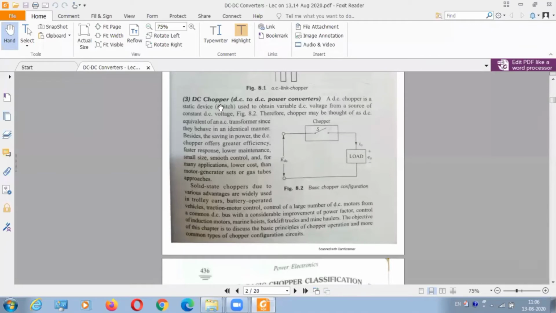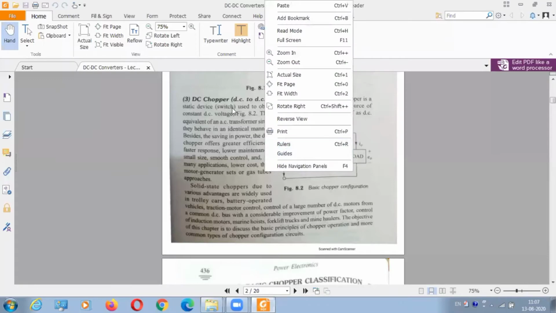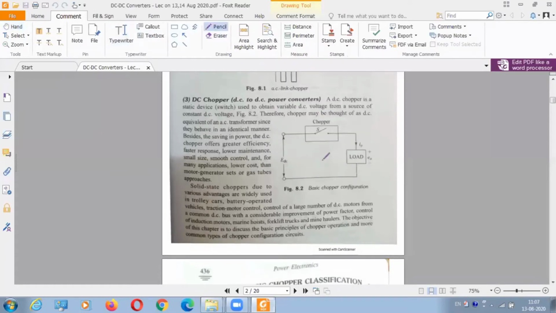The second one, the DC to DC converter, which we'll study now, has a basic DC source EDC. We have a switch, which is a power electronic switch, maybe a diode, thyristor, IGBT or MOSFET, and then a load is connected. If I connect this switch and draw the output voltage E0, then as soon as the switch is connected, E0 is equal to EDC, a DC voltage.